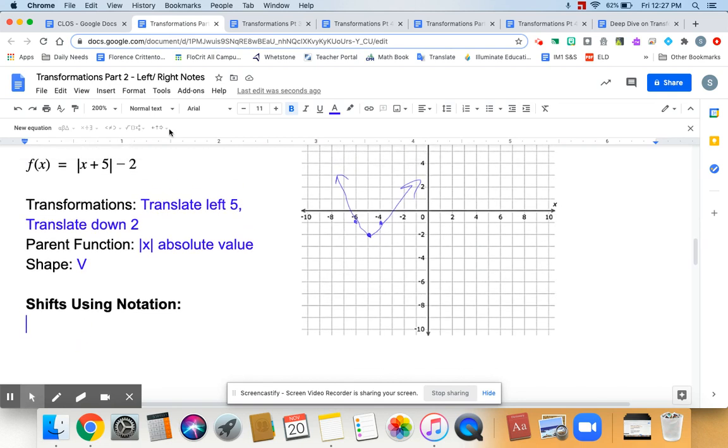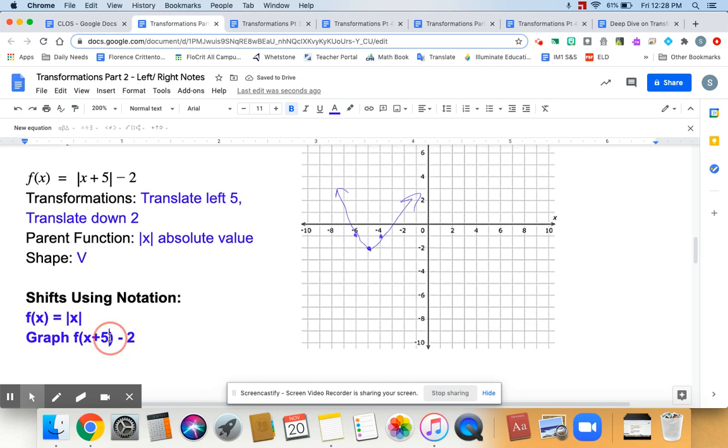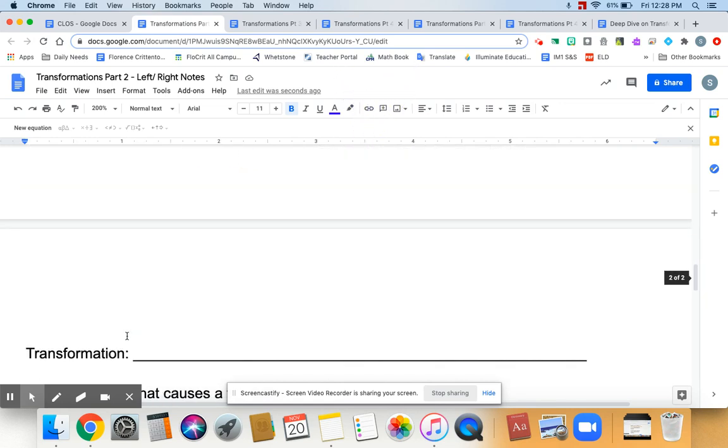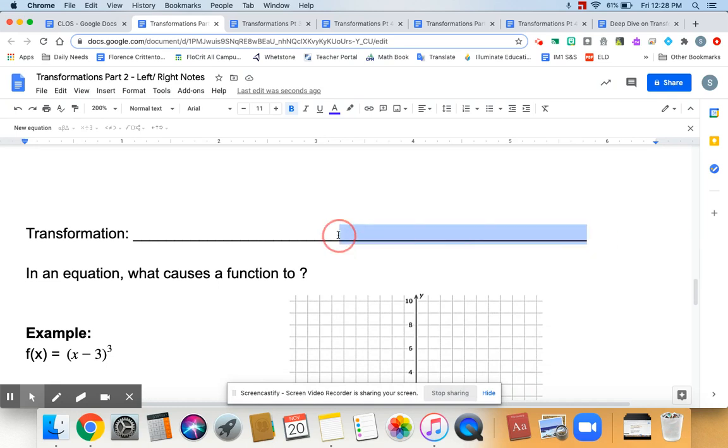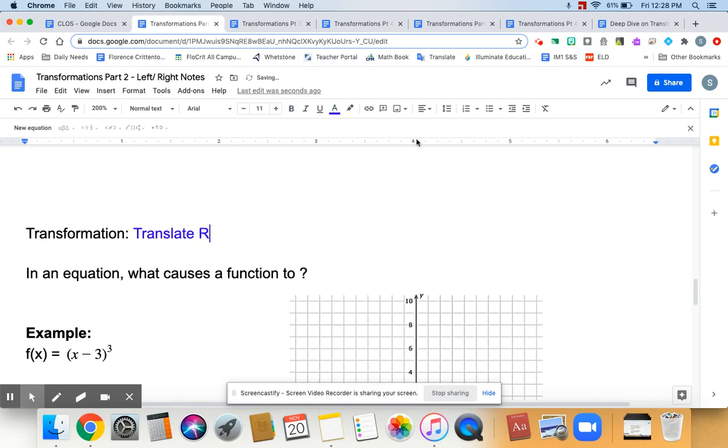If they were trying to write this equation in a different way, they would have told you that the parent function is the absolute value of x. So therefore, you should graph an f of x that had the plus 5 inside the function, but then the minus 2 at the end of the function. The important part here is that if it's inside the function, it means left or right, and if it's outside, it's up or down. Which means the next transformation to learn, since the one we just did up there was about going left, is now we need to translate right.